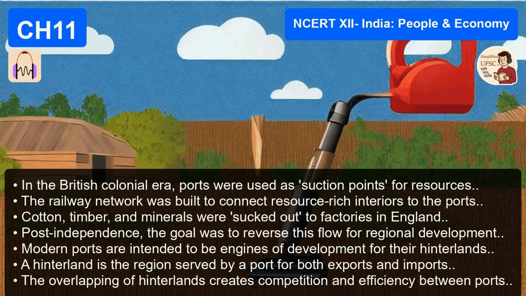Now, speaking of neighbors and ports, there was a specific question in the prelims of 2017 about a port that isn't in India but is critically important for India. I'm talking about Chabahar. Chabahar Port, located in Iran. Why on earth does the UPSC ask about an Iranian port in a paper on the Indian economy and geography?